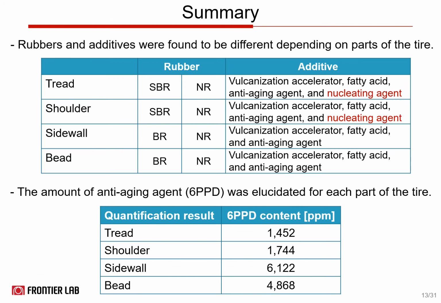This is the summary. In this presentation, a tire rubber was analyzed by part of the tire, and it was found that the rubber components and additives differ depending on the part of the tire. Also, when the content of the anti-aging agent was analyzed, differences were observed in each part of the tire. This time, we looked at only the anti-aging agent, but we are planning to examine other additives in the future.